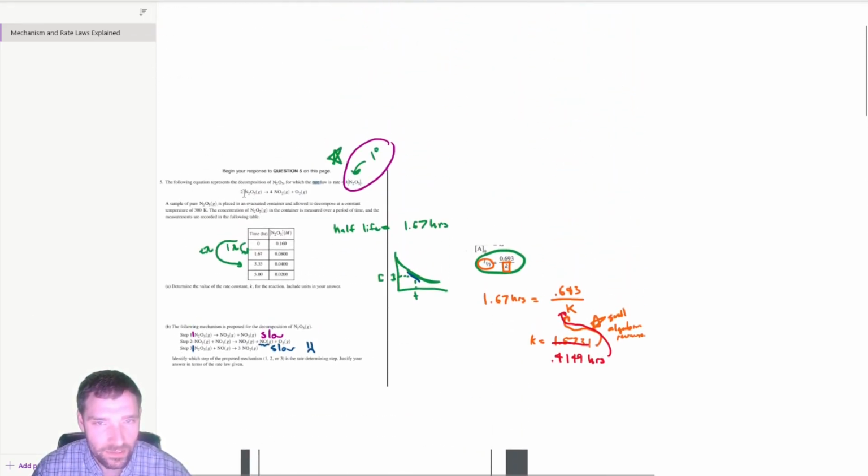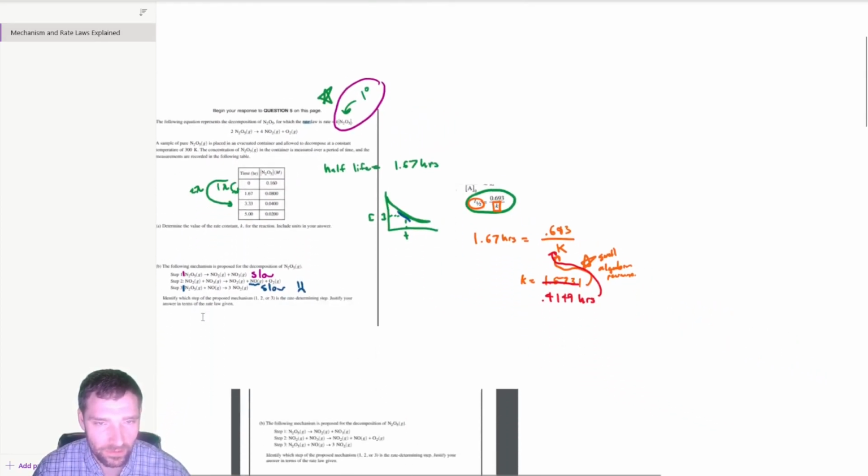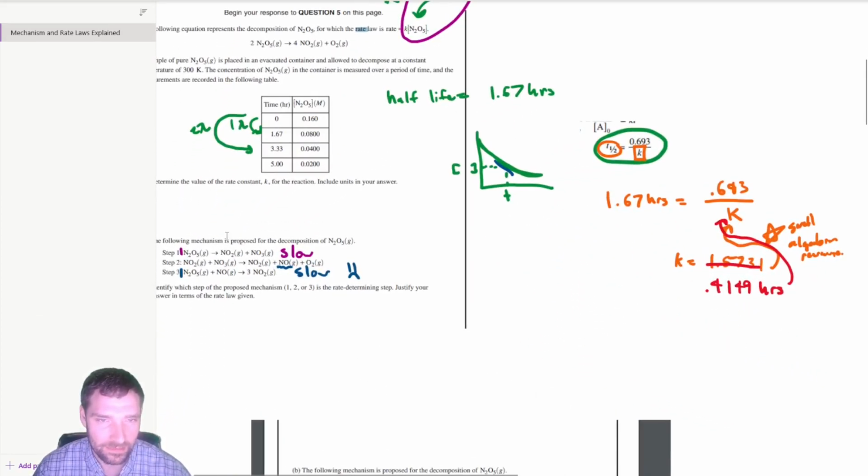So this reaction looked like a second order with the overall reaction, but if you were to look at the mechanism, it makes sense that step one would be the slow step. And therefore that would explain this first order rate law that we're observing, even though it looks like the reaction is second order. Mechanism is all about these steps, not the overall picture.